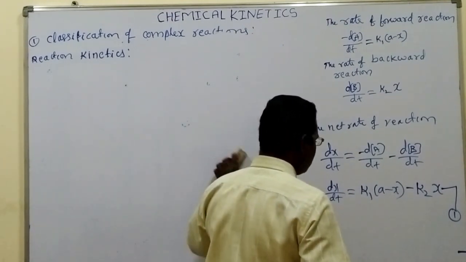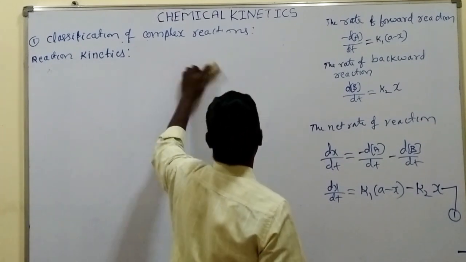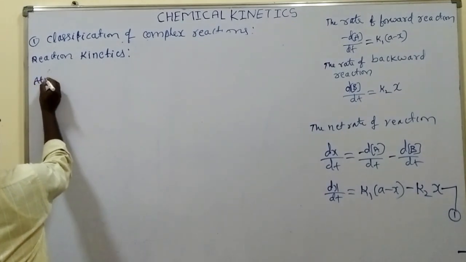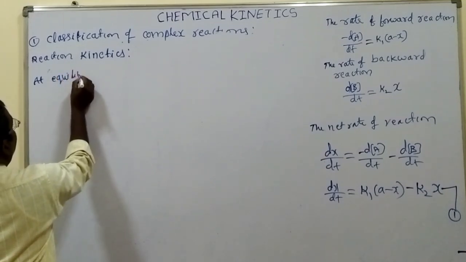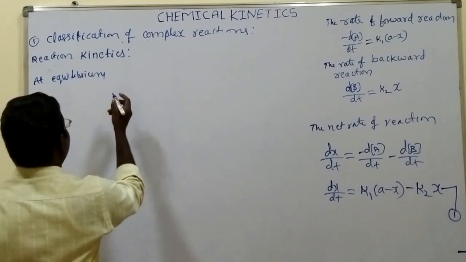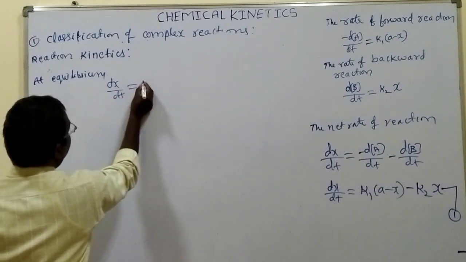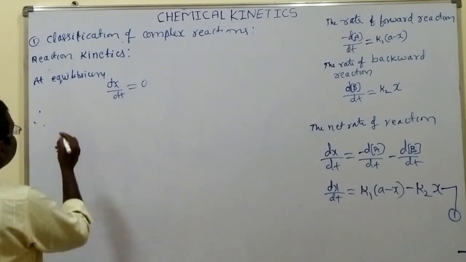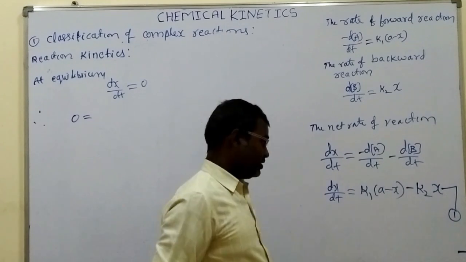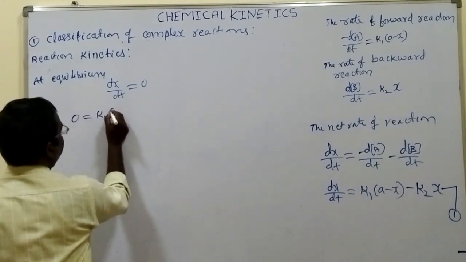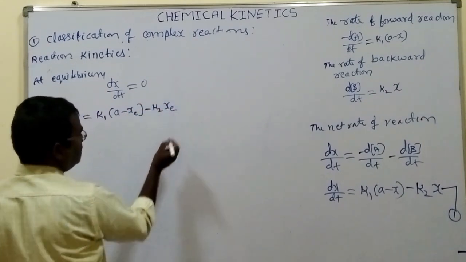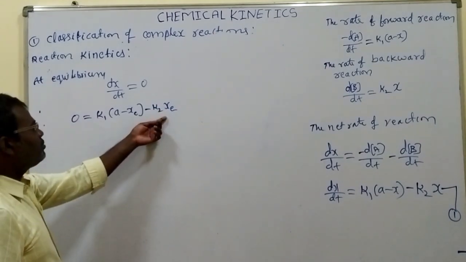Next, how can we write this? We have to take the condition or equation. The next one is at equilibrium. At equilibrium, dx by dt is equal to 0. So simply, dx by dt is equal to 0. Therefore, how does it become? 0 is equal to, and in this case, you should substitute the equilibrium concentrations. So that's why it is k1 into (a minus xe) minus k2 into xe.